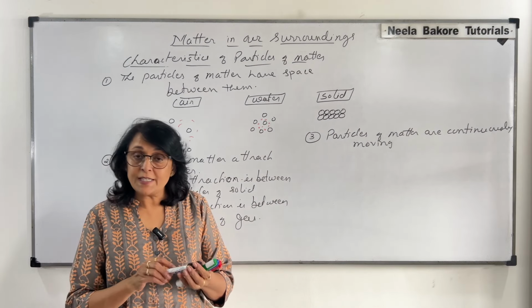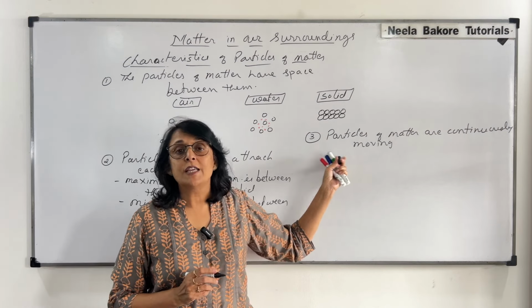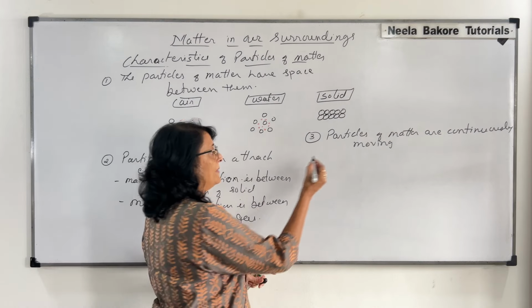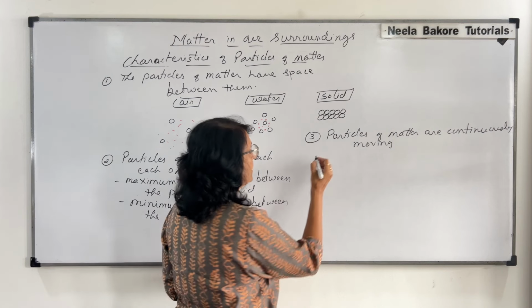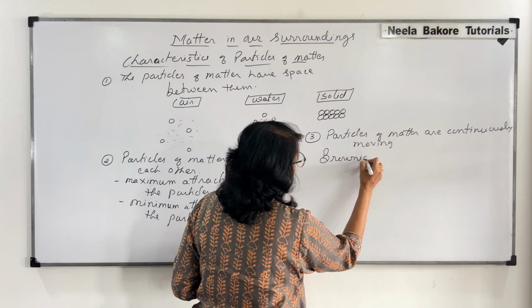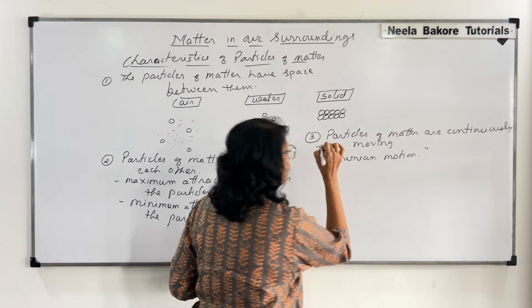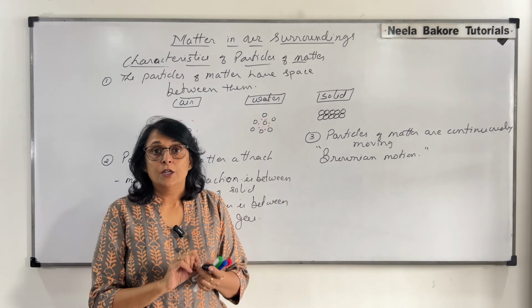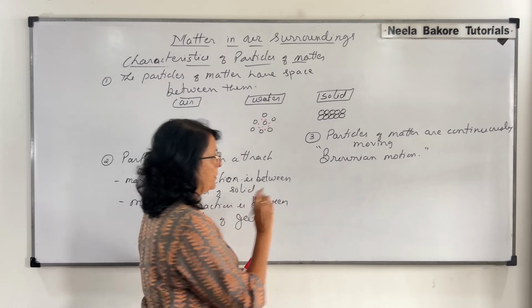We will take some more examples to understand this. This point was explained to us by a scientist, Robert Brown. And this continuously moving property of particles is known as Brownian motion or Brownian movement, because it was given by Robert Brown. So these particles are continuously moving. Now let us take an example.